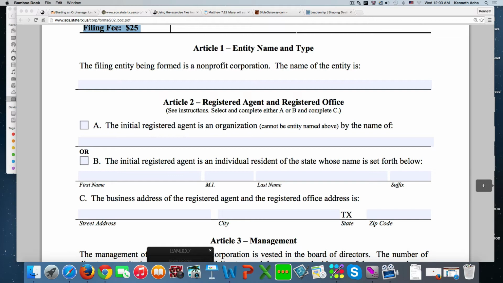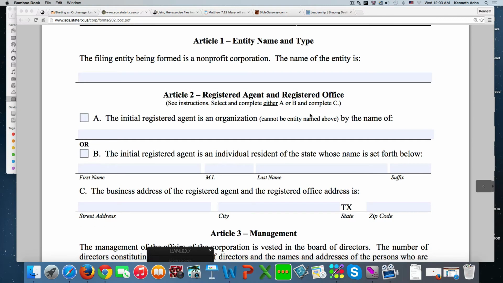Now, the second question, Article 2, registered agent or registered office, okay? It says the initial registered agent is an organization. Nope, you're not. If you are an organization, for example, if Shaping Destiny, which I founded, wants to start another nonprofit, Shaping Destiny can say it is the registered agent. But for most people, it's not going to be an organization because for most people taking this course, you're going to be trying to start your first organization. If you've started one before, you probably would know what to do.